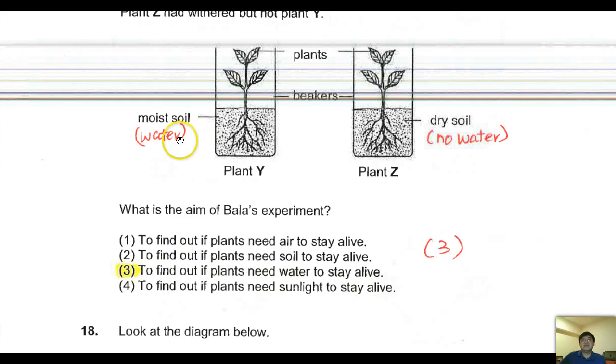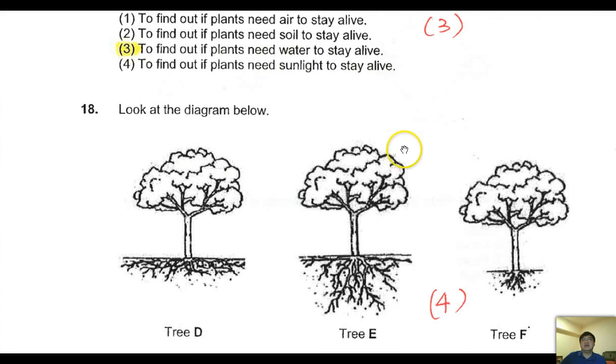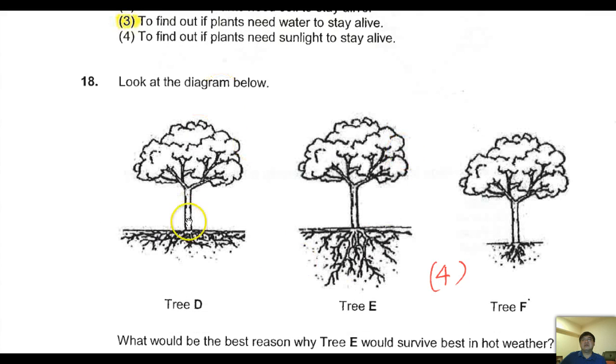Why? Because one side gives you water, one side no water. So it's to find out whether plants need water. All right, without water it dies, just to prove to us. Look at this diagram below. The tree is the roots.